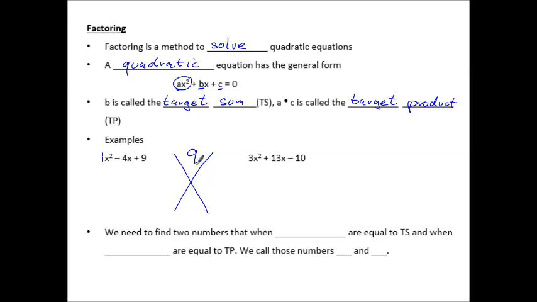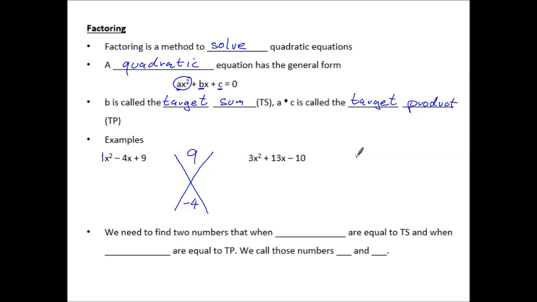Remember our learning objective. Today we're really going to focus on factoring trinomials where a is equal to 1. The target product is 9. The target sum is going to be the number that's in the place of b, and that is negative 4. We could go ahead and factor now, but we're not ready for that just yet. Just notice how we find target product and target sum.